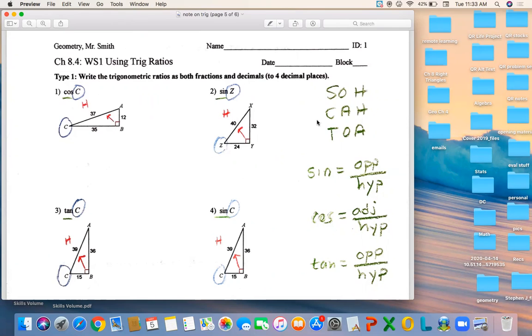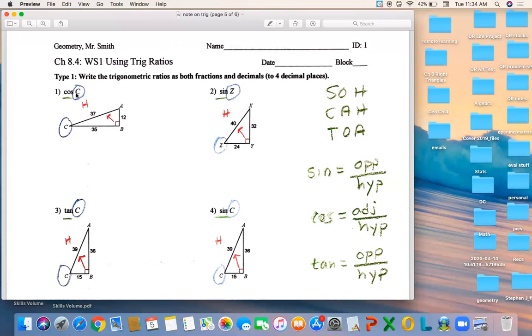We keep this little acronym here, SOHCAHTOA, to help us remember sine, cosine, and tangent. Sine is the opposite over hypotenuse, cosine is adjacent over hypotenuse, and tangent is opposite over adjacent.